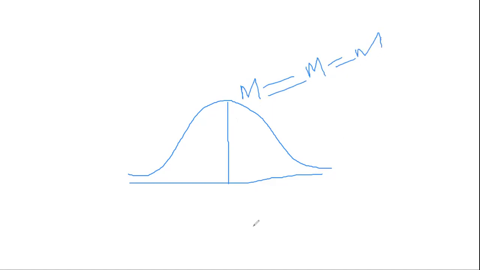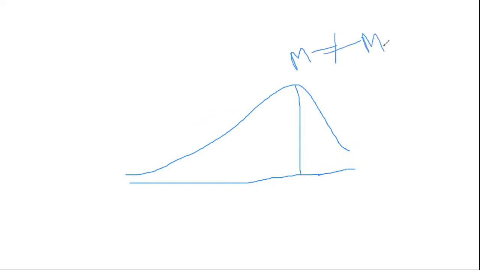If it is like this, it is an asymmetrical distribution. Here the mean is not equal to median is not equal to mode. That is called asymmetrical distribution. Then we will come to know this is called negative skew distribution and positive skew distribution also.